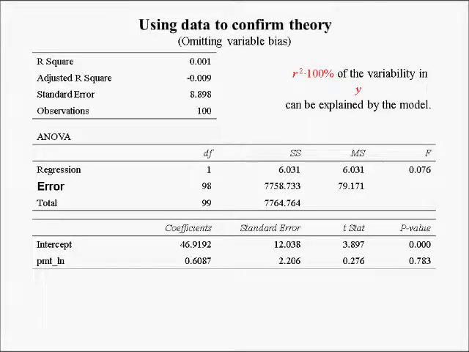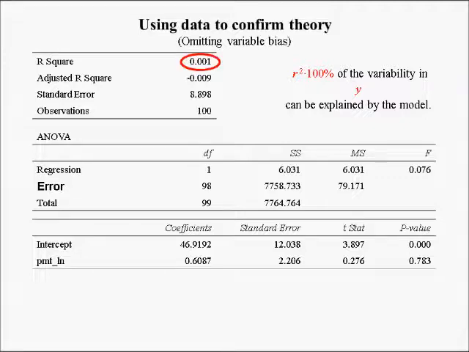Now, the R square is a variable that gives you a feel for how well the model has performed. The way you interpret the R square is you memorize this sentence: R squared times 100% of the variability in Y can be explained by the model. You replace the R square with 0.001, and you multiply it by 100, not 100%, but 100, and the result is a percentage. And you replace the Y with what it is. In this context, Y is the employment population ratio.